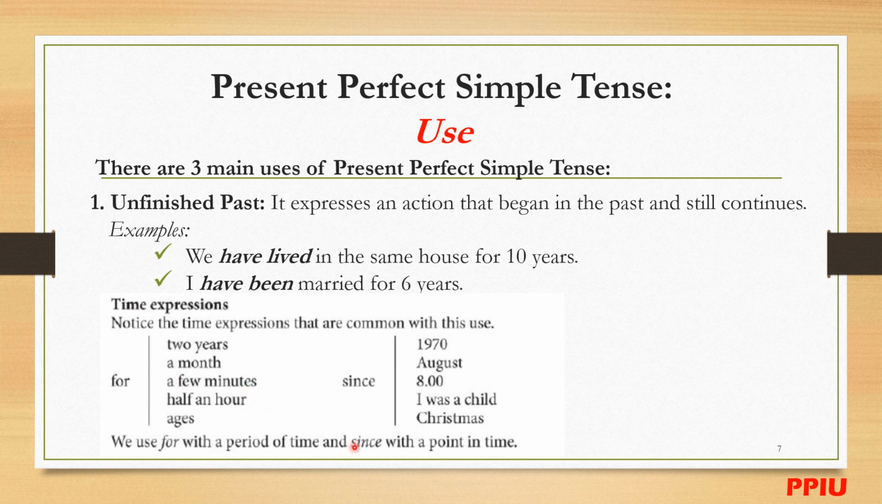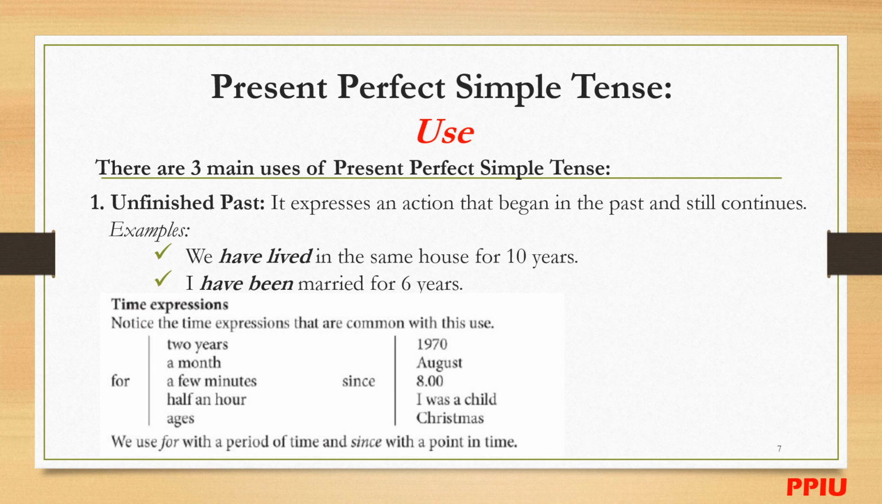Okay, so remember this one. We use for with a period of time, since with a point of time. When it starts at 3 o'clock, we can say since 3 o'clock. That event has happened in my life, for example. So those things.